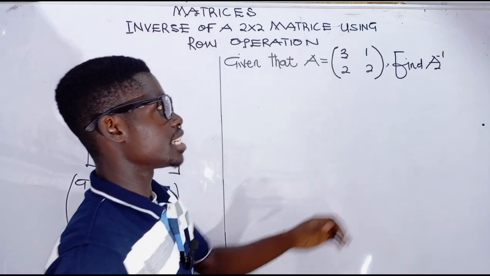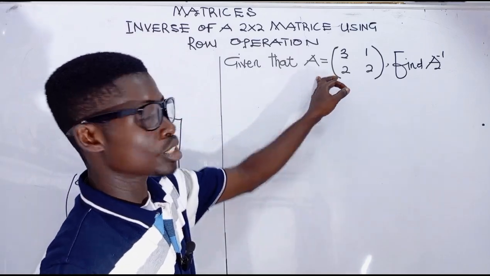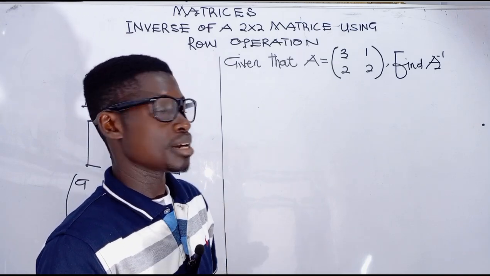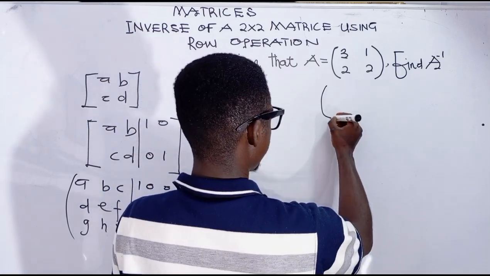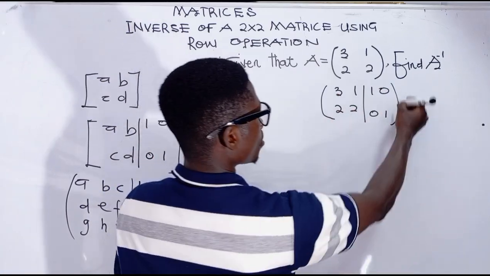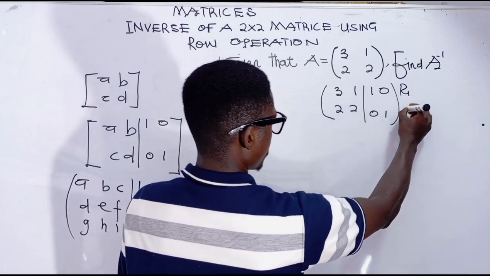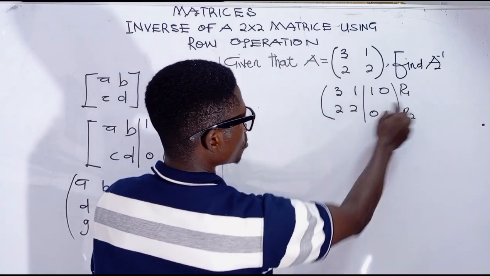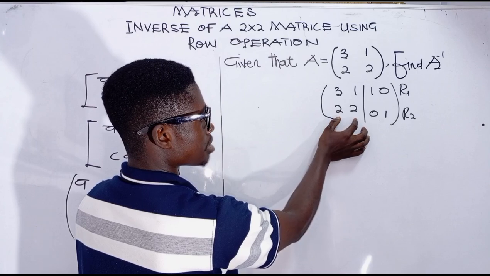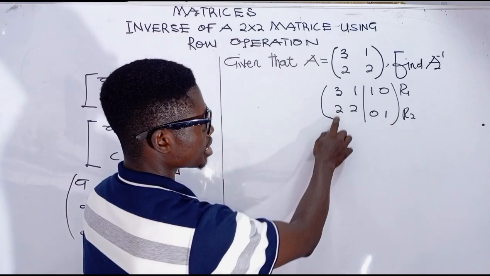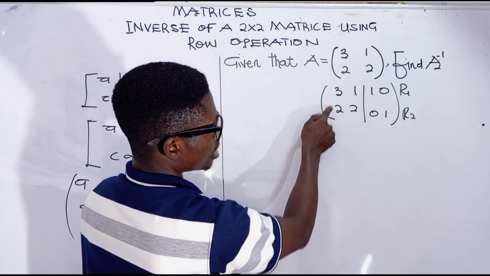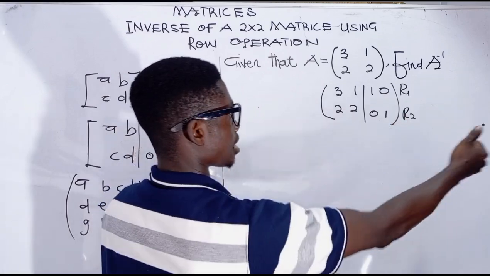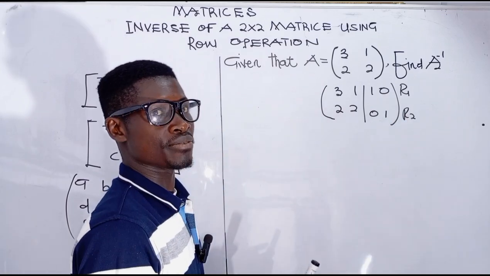So we want to find the inverse of A, and realize that matrix A is a 2 by 2 matrix, and therefore we have to augment it with a 2 by 2 unit matrix. Let's call the first row R1 and the second row R2. Now we'll perform operations on these rows until this part of the augmented matrix becomes a unit matrix. So we want this entry to be 0, this entry to be 0, this entry to be 1, and this entry to be 1 as well. What is left on the right hand side of the augmented matrix becomes the inverse of matrix A.